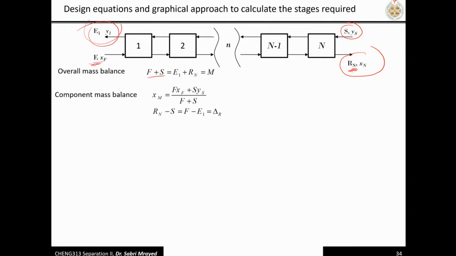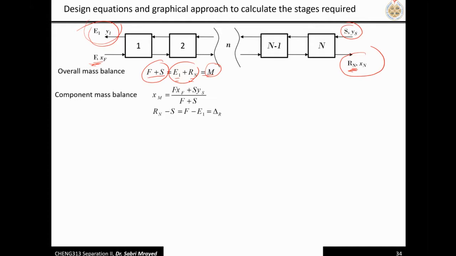So you want to calculate, let's say, for example, the number of stages, similar to the procedure we followed in the distillation procedure, but now we have a little bit different way of representing the equilibrium data here. We have ternary systems, so we have to use triangular diagrams. Okay, so we have the overall balance F plus S equals E1 plus Rn, and this summation is going to be constant forever and is equal to M. It's represented by M, which is exactly the same as we did for the one stage process.